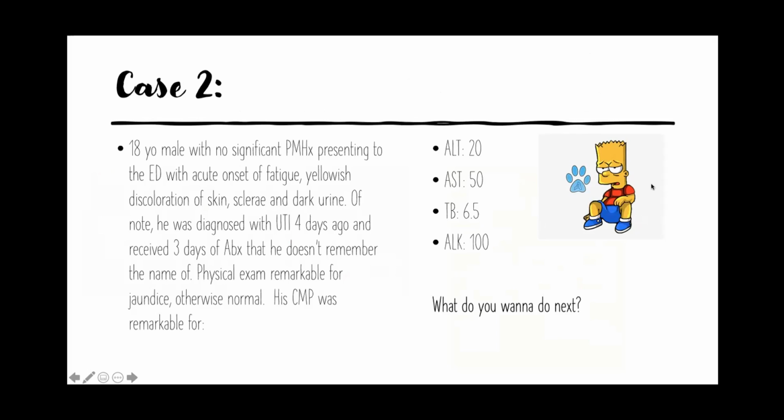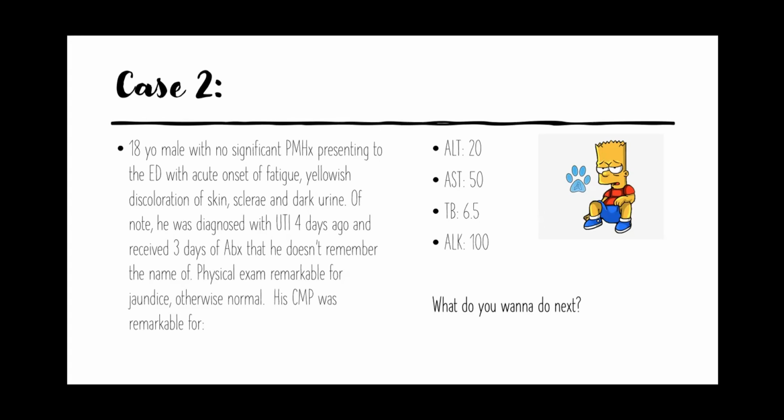Sure. So an 18-year-old male with no significant past medical history presenting to the ED with acute onset fatigue, yellowish discoloration of skin, sclera, and dark urine. Of note, he was diagnosed with UTI 4 days ago and received 3 days of antibiotics that he doesn't remember the name of. Physical examination, remarkable for jaundice, otherwise normal.